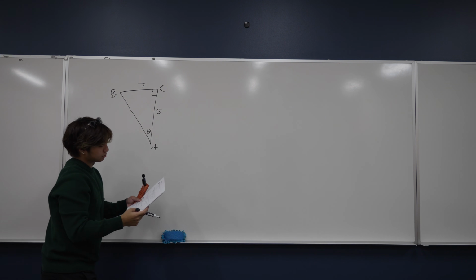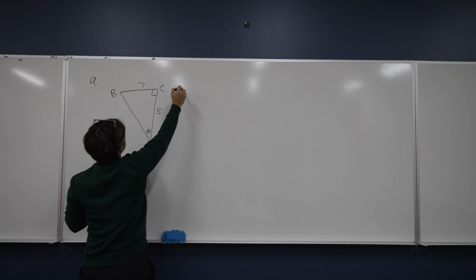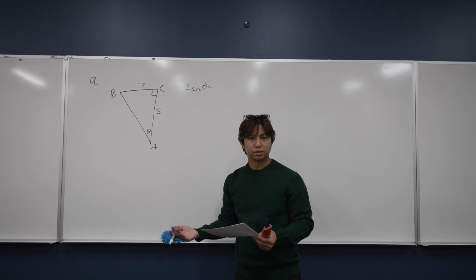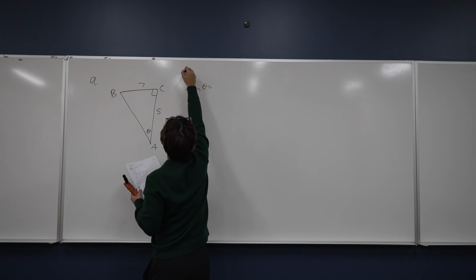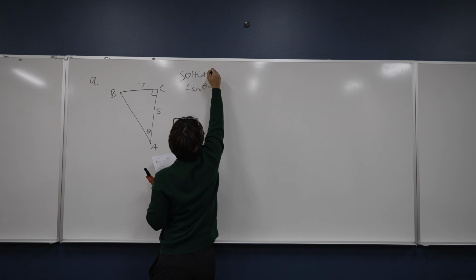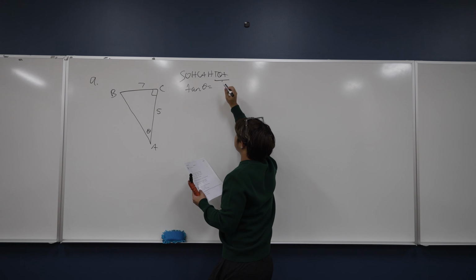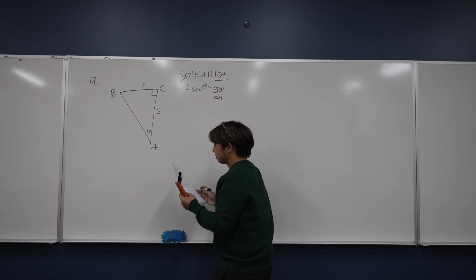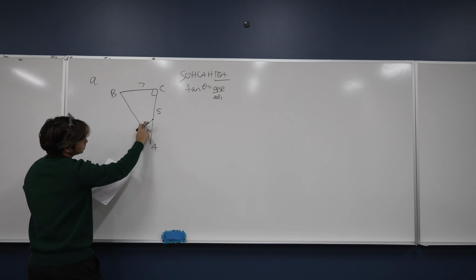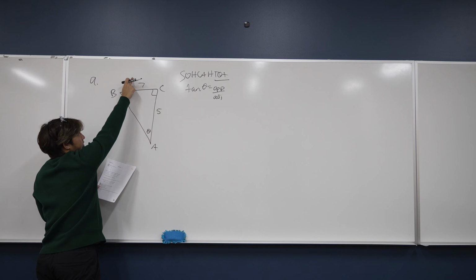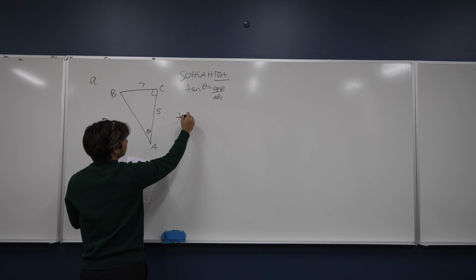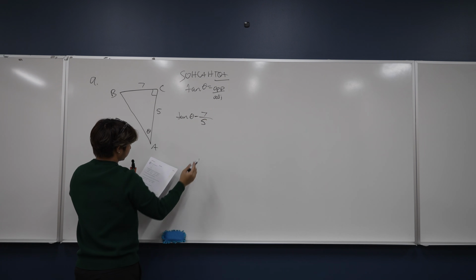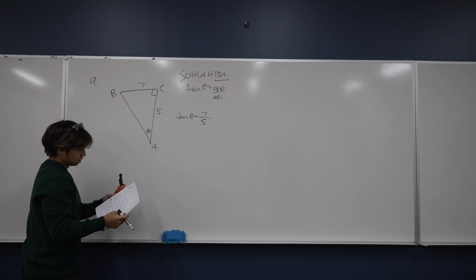So what do we know about tan? Tan theta, if we don't know anything, we just know it's opposite over adjacent, right? Because of SOHCAHTOA. Let's write it out, loud and proud. SOHCAHTOA. So we're using TOA: opposite over adjacent. From this point, what is opposite and what's adjacent? Opposite is 7, and adjacent is just 5. So tan theta is just 7 over 5.